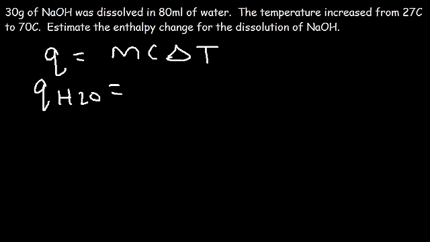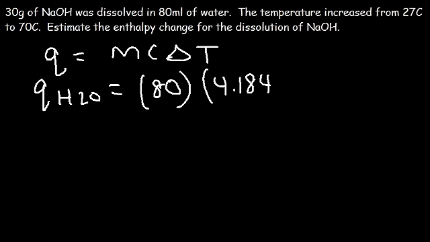So the mass of the water is 80. Keep in mind the density of water is 1 gram per milliliter. That means 1 milliliter of water has a mass of 1 gram. Therefore, 80 milliliters of water has a mass of 80 grams. The specific heat capacity for water is 4.184, and the units are joules per gram per Celsius. And 80 has the units grams. So as we can see, grams cancel.